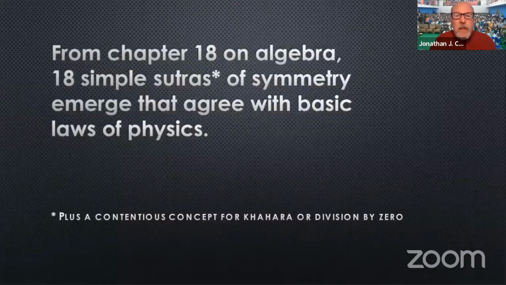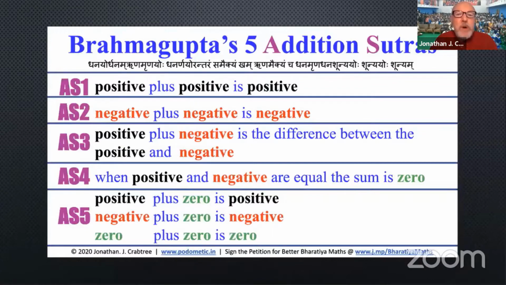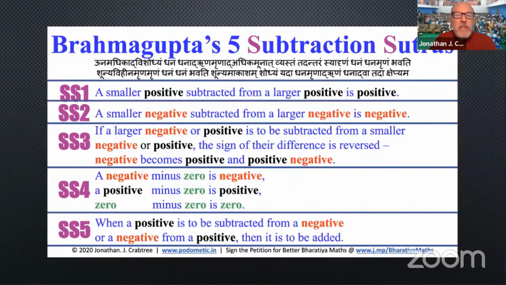So from chapter 18 on algebra, in my interpretation, 18 simple sutras of symmetry emerge that agree with basic laws of physics. So here we have Brahmagupta's 5 addition sutras or laws. We've got the Sanskrit up the top, and we've got the very simple laws of sign for addition involving positives, negatives, and zero. Nothing surprising yet. Here we've got the subtraction sutras as well.